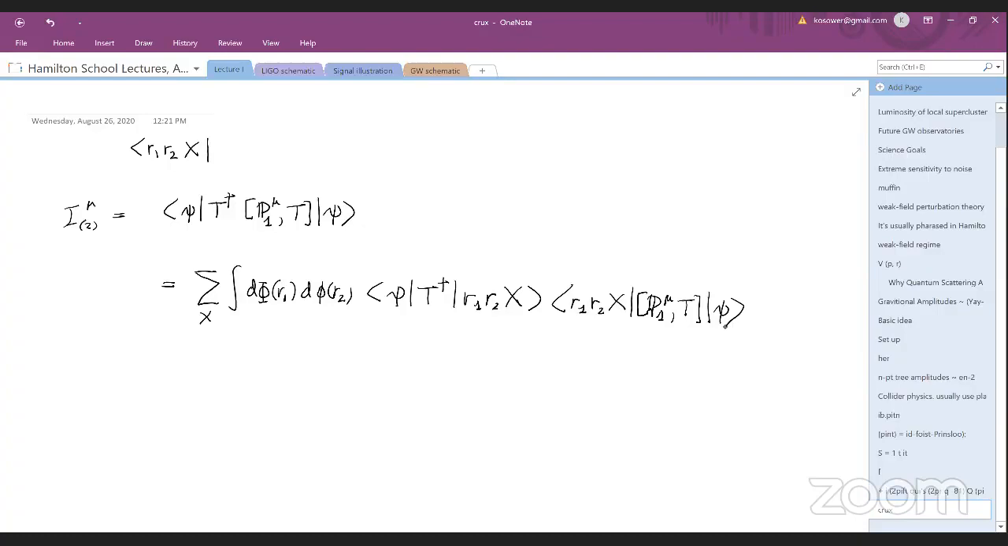Okay, thank you. So again, here we had to introduce the intermediate states, the complete set of states, in order to be able to write things in terms of amplitudes.